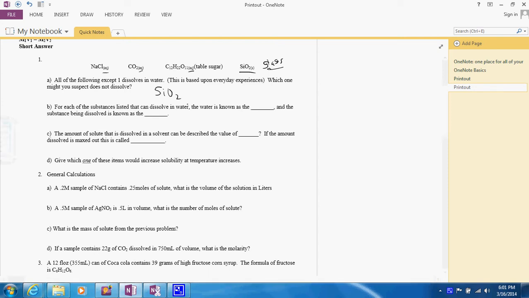For the following substances that dissolve in water, the water is known as the solvent, and the substance being dissolved is known as the solute. The amount of solute that is dissolved in a solvent can be described by solubility. If the amount dissolved is maxed out, this is called saturated.